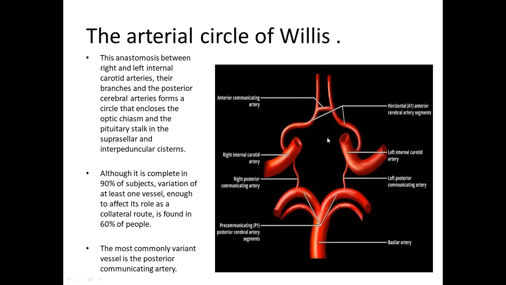It is complete in 90% of subjects, but variation of at least one vessel is enough to affect its role as a collateral and is present in 60% of people. The most commonly variant vessel is the posterior communicating artery here.